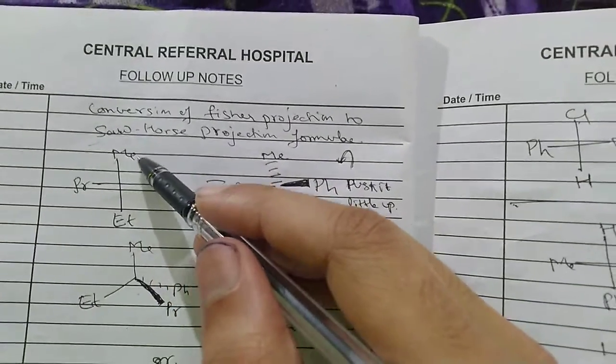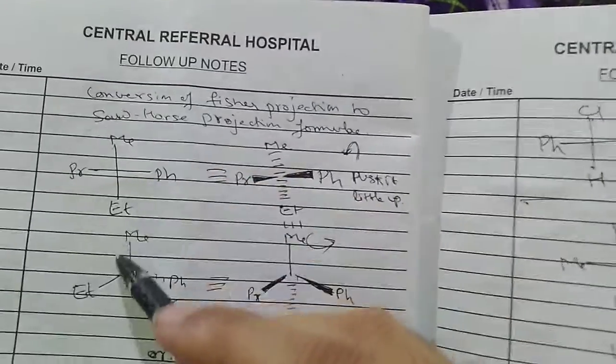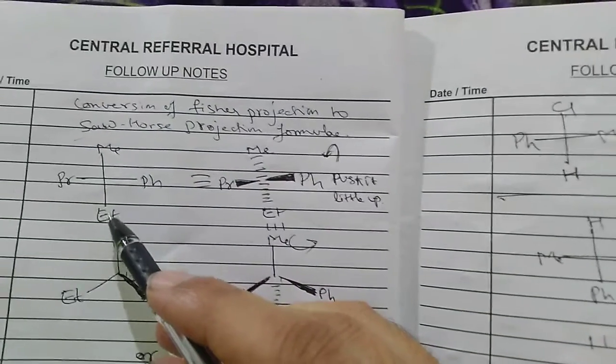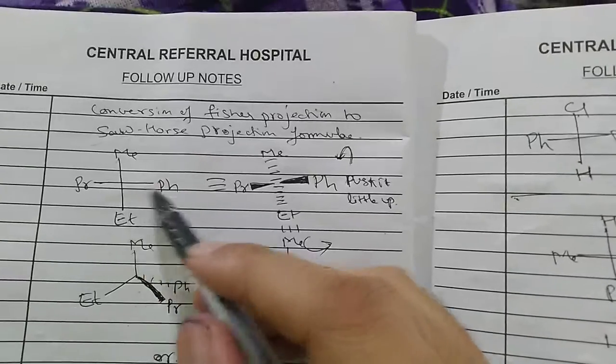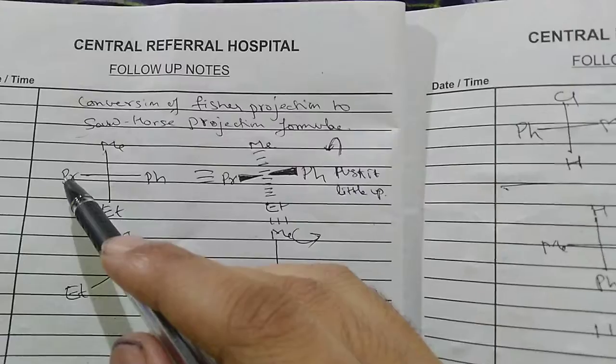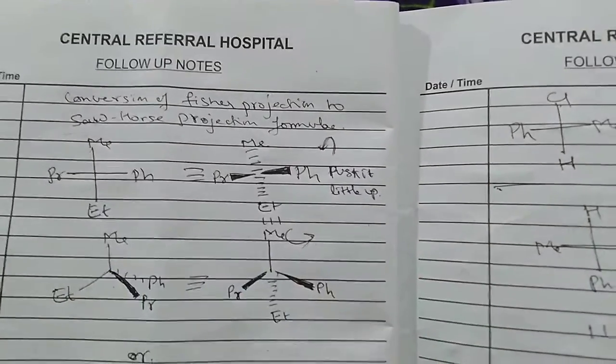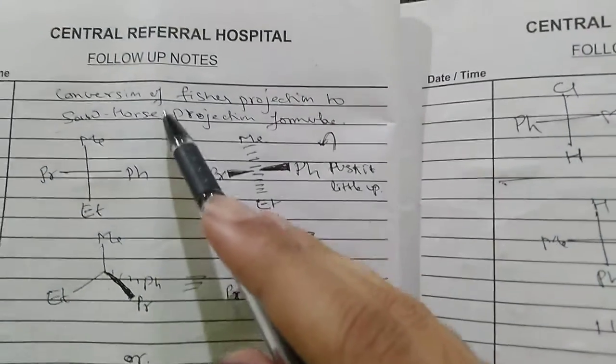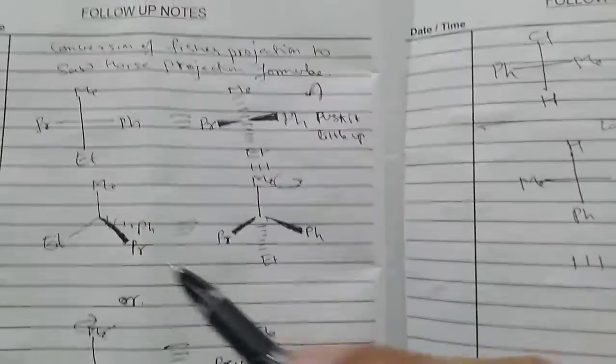When I write Me, Me means methyl, so it is CH3. When I write Et, Et means ethyl, so it is CH2CH3. When I write Ph, Ph means phenyl, that means a benzene ring is there, and Pr means propyl, so CH3, CH2, CH2 is there. Okay. So now it is asking you to convert this into kind of this.